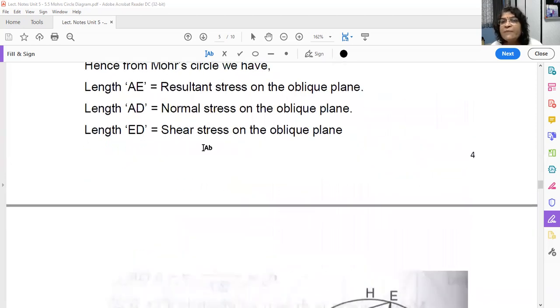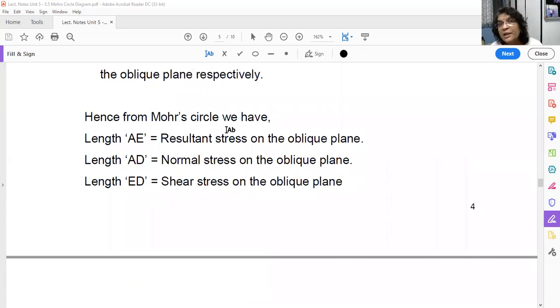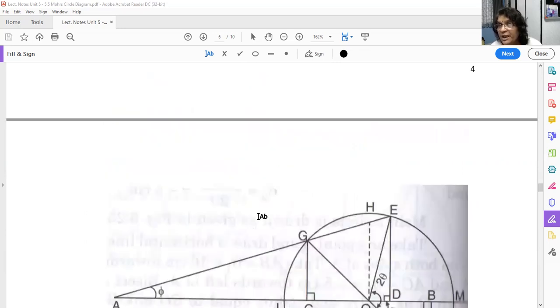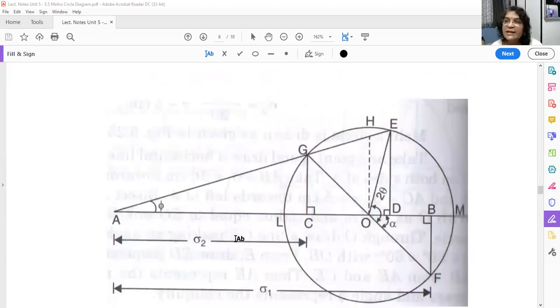So here, this is very important from the Mohr circle, okay? Length AE, as I told you, is resultant stress, AD normal stress, ED shear stress, all are for the oblique plane, because what is our aim? To find out the stresses acting on the oblique plane. So again, I will tell you, AD represents the normal stress acting on the inclined plane, ED represents shear stress acting on the inclined plane, and AE represents resultant stress. Okay, so you just have to measure the distance, convert it into original scale, that will give you normal stress.